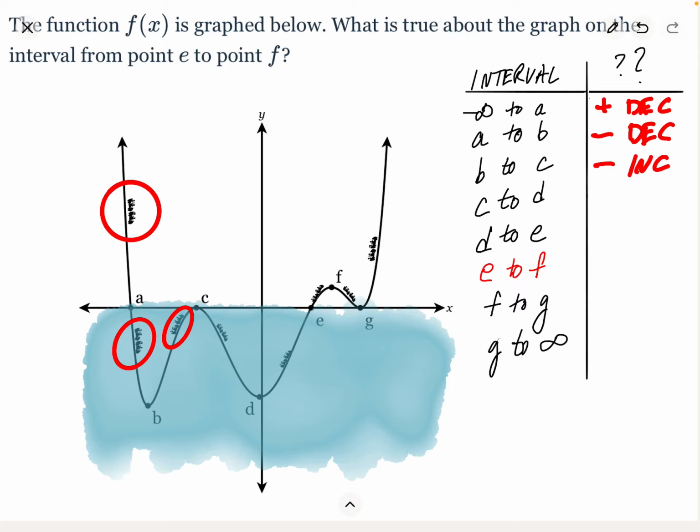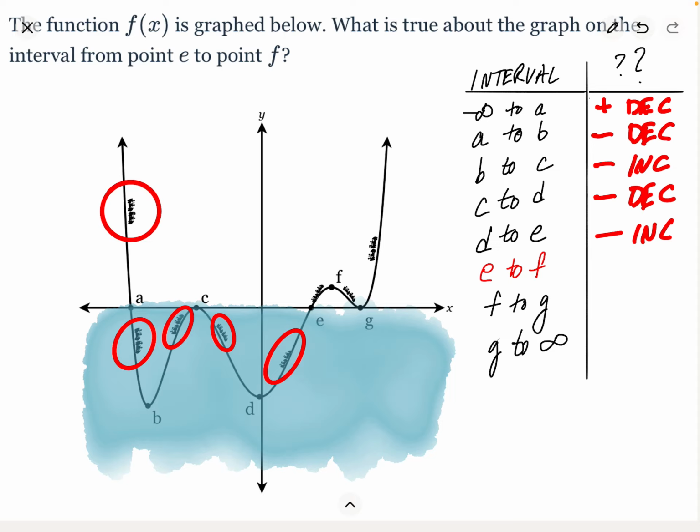Once I hit c, that's another turning point. And so now on that particular piece of the roller coaster, I am now decreasing, but you can clearly see that I'm still in the water. So I am negative, but I am decreasing now. When I get down to d, d is a turning point, but I'm still in the water. So now I am increasing, but it is still negative.